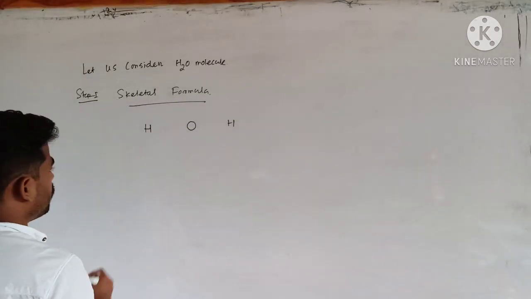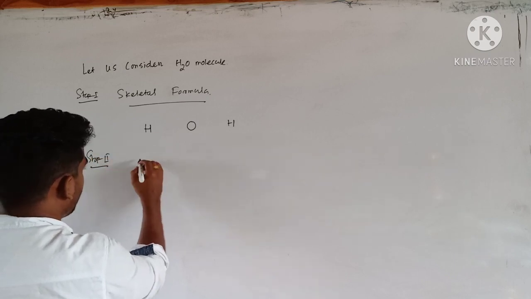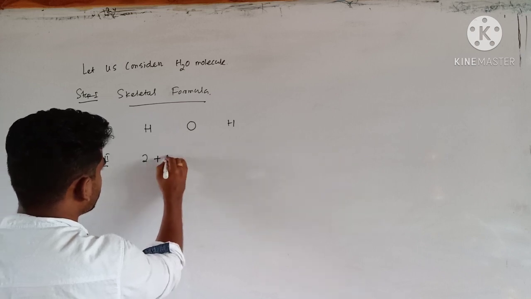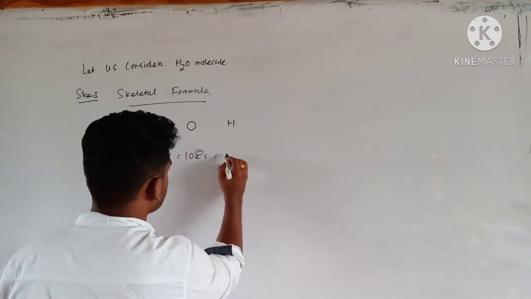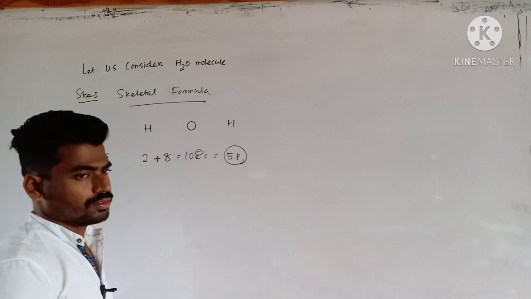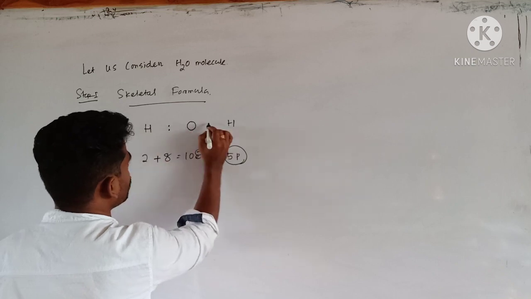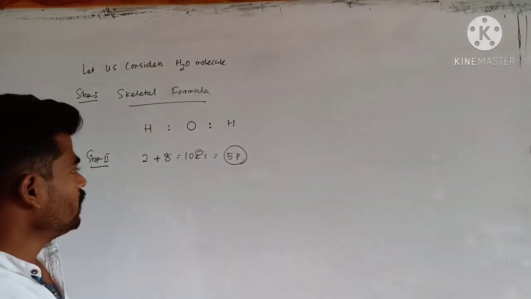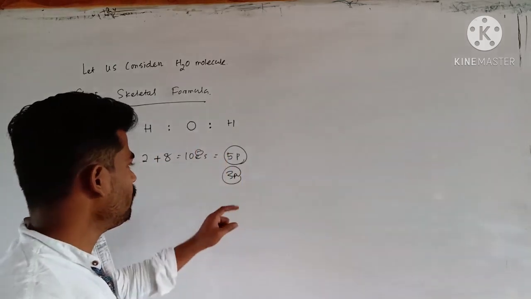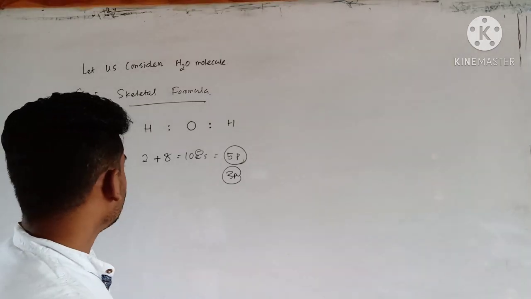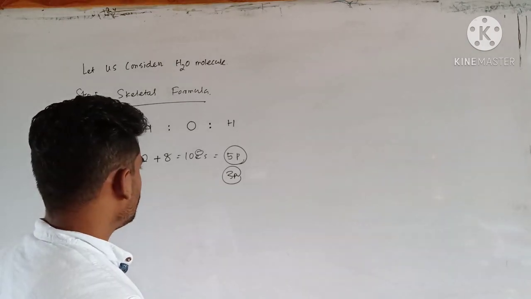Now just calculate the total number of valence electrons. Step 2: the total number of valence electrons for 2 hydrogen atoms is 2, plus for 1 oxygen atom that will be 8. So total that will be 10 electrons. So 10 electrons means how many pairs? 5 pairs of electrons. First you place one pair in order to attach all these elements. Then 3 pairs of electrons remain, arranged like this.